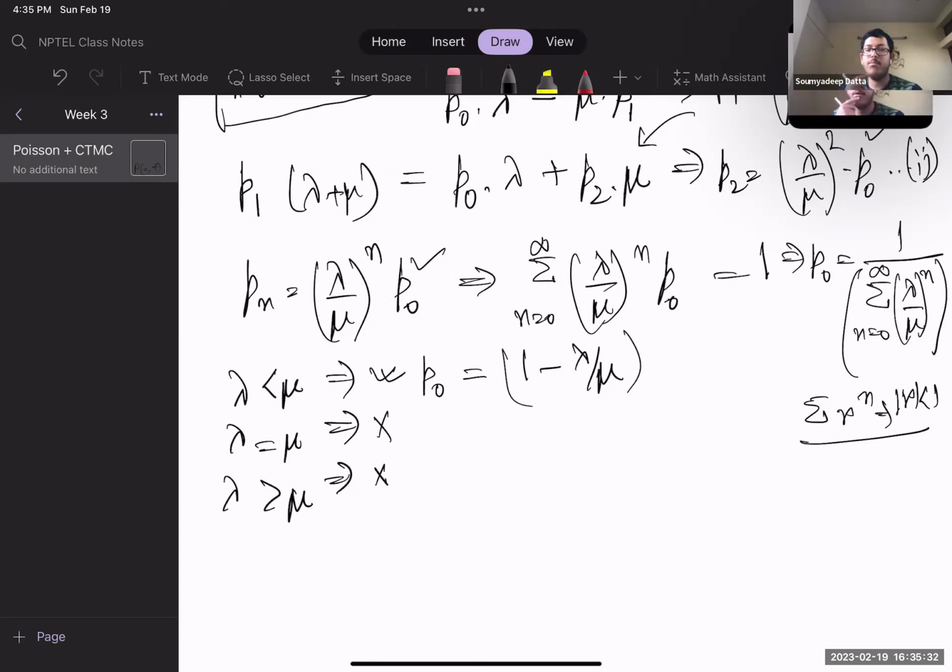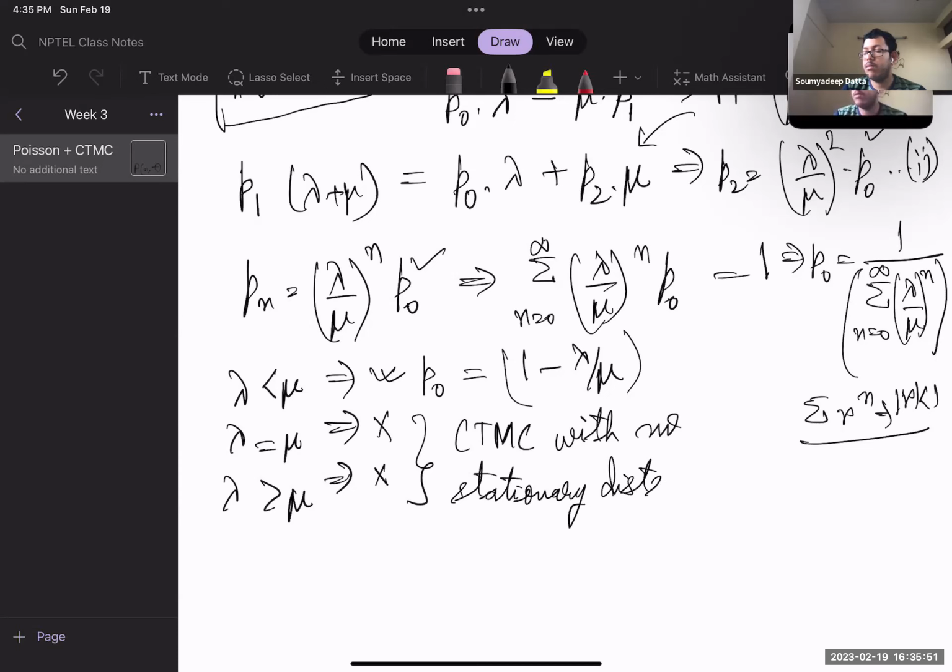So this kind of gives us a lesson. These are examples of continuous time Markov chains with no stationary distribution.